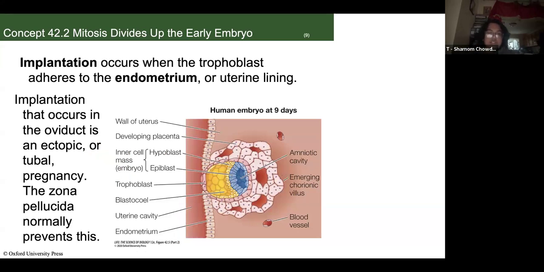Implantation occurs when the trophoblast adheres to the endometrium. The endometrium, as we talked about, is the uterine lining, which is also what sheds during periods. Implantation that occurs in the oviduct is an ectopic or tubal pregnancy, and the zona pellucida, which is not shown here, normally prevents implantation from occurring in the oviduct.